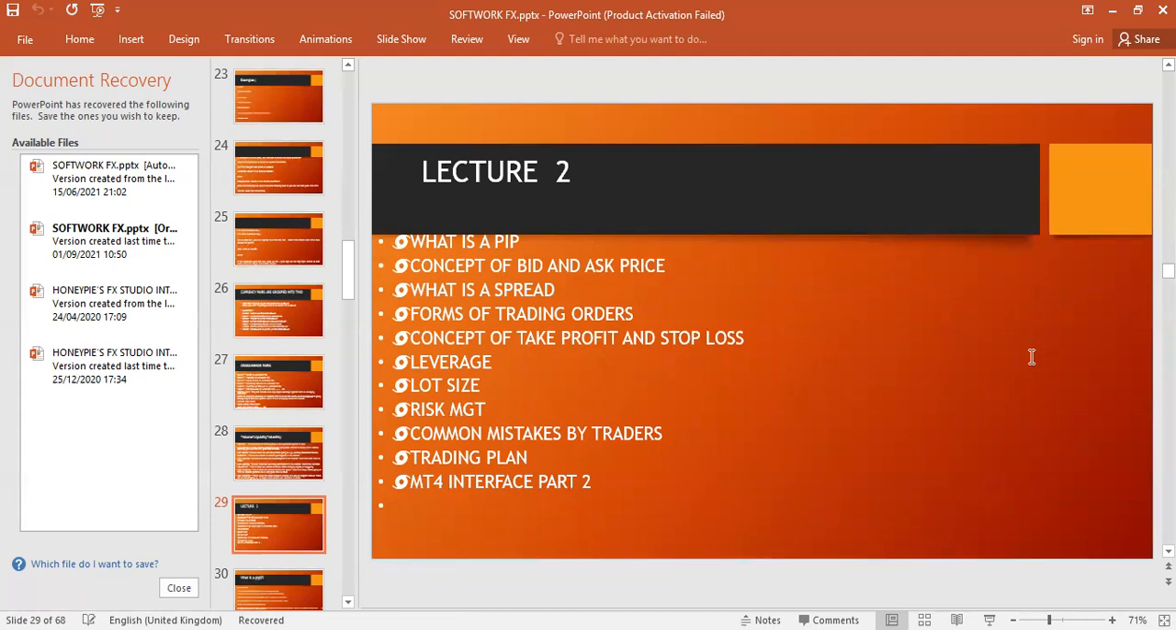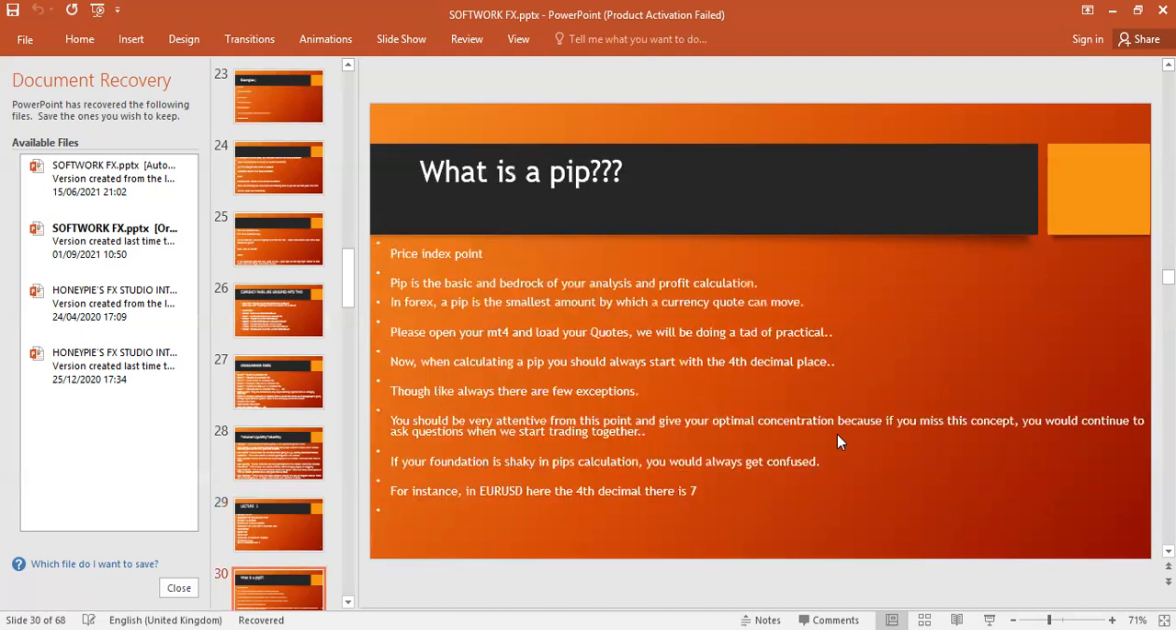So now we are going into the next lecture, which is going to be lecture 2. So let's quickly look at some of the important concepts here before we get to the practical aspect. So what is a pip?